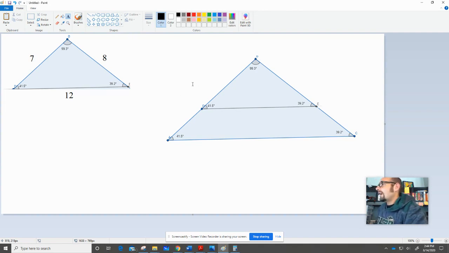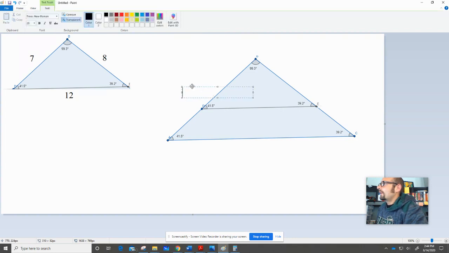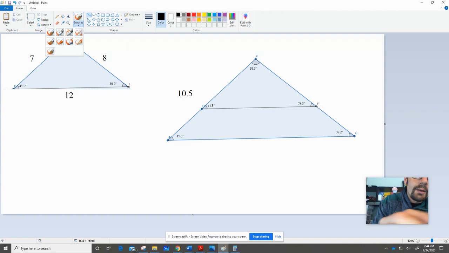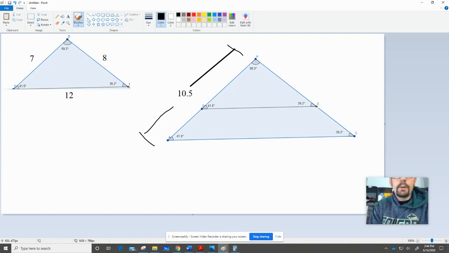So let's just say hypothetically that this thing has a length of 10.5. Okay, so it's 10.5 all the way from there to there. All right. And so let's say we've got to find out what BC is. We don't know what BC is, so that could be our X.